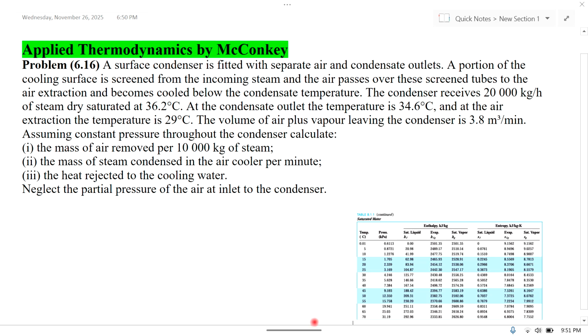Bismillahirrahmanirrahim. In this lecture, I am solving problem 6.16, the last problem of chapter number 6 from the book Applied Thermodynamics by McConkey.